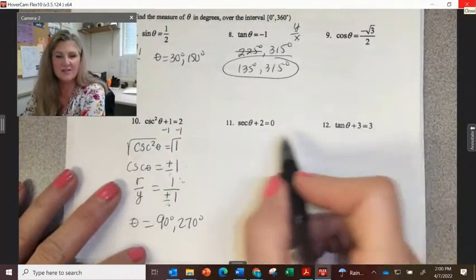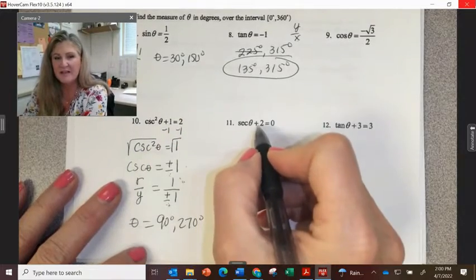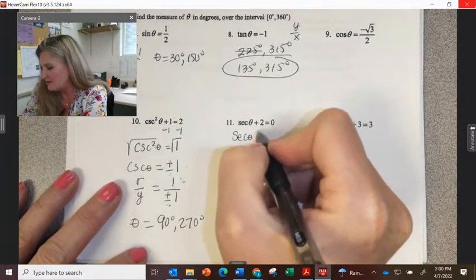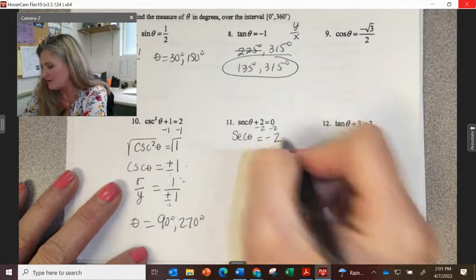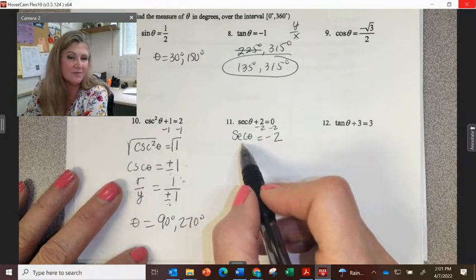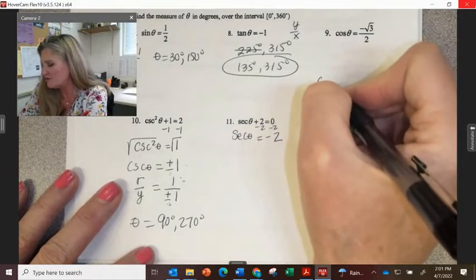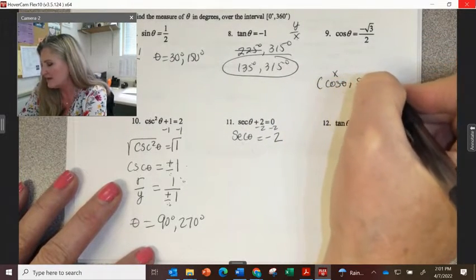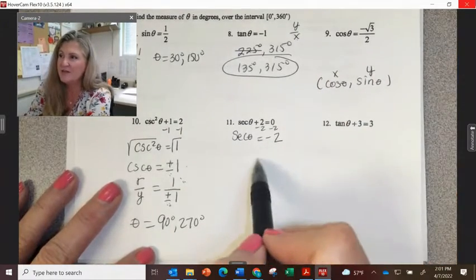Let's do these last two. I'll do this one, and then we'll see if you guys can figure out that one. All right, secant theta plus 2 equals 0. So secant theta, I'm going to have to subtract 2 from both sides, has to equal -2. Secant is not on our unit circle. We only have sine and cosine on the unit circle. And remember, on the unit circle, cosine is the same thing as x, and sine is the same thing as y. Keep that in mind as you're working on this.